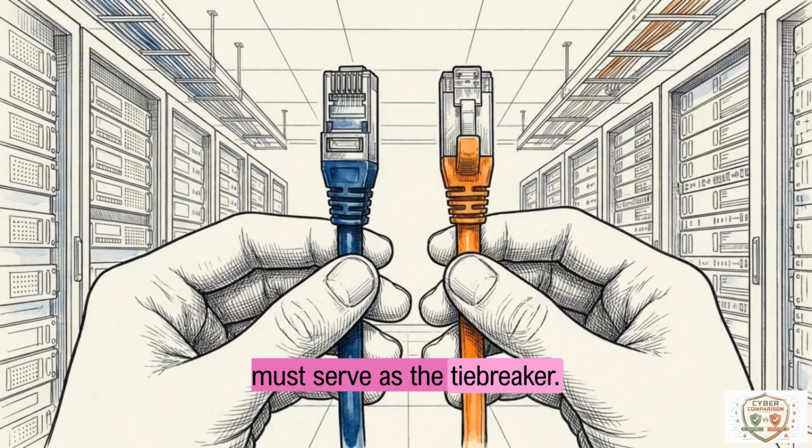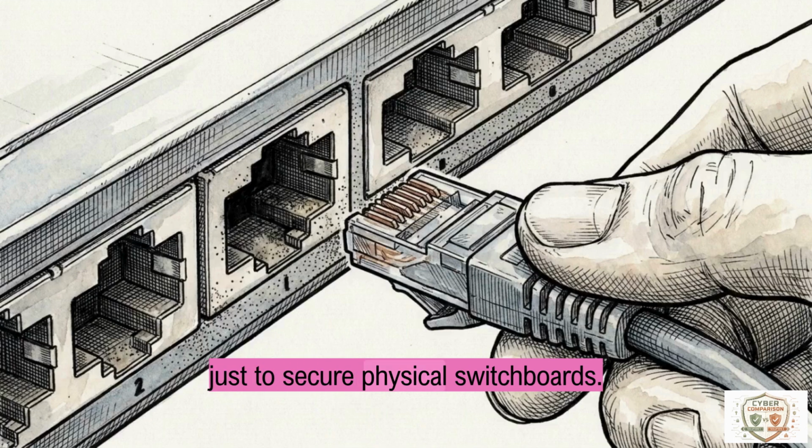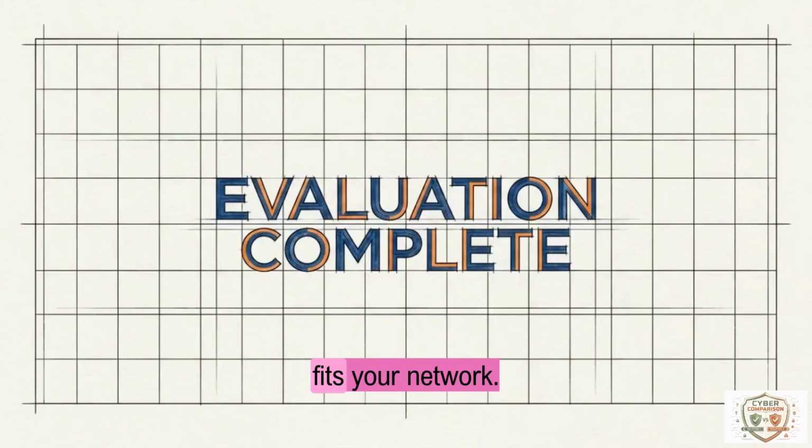Enterprises evaluating NAC solutions for 2026 and beyond need to stop buying platforms just to secure physical switchboards. You are choosing the identity control point that will anchor your specific Zero Trust roadmap for the next decade. Choose the one that actually fits your network.